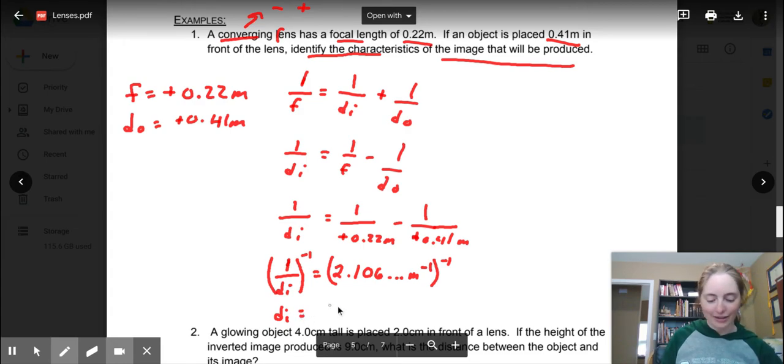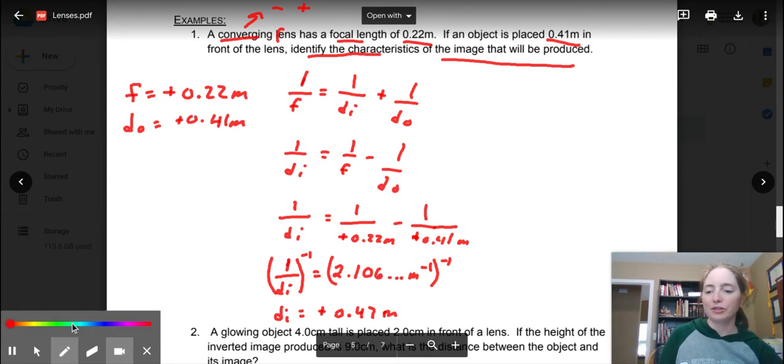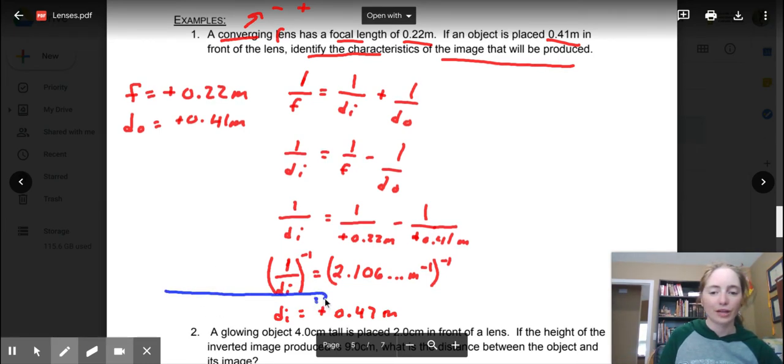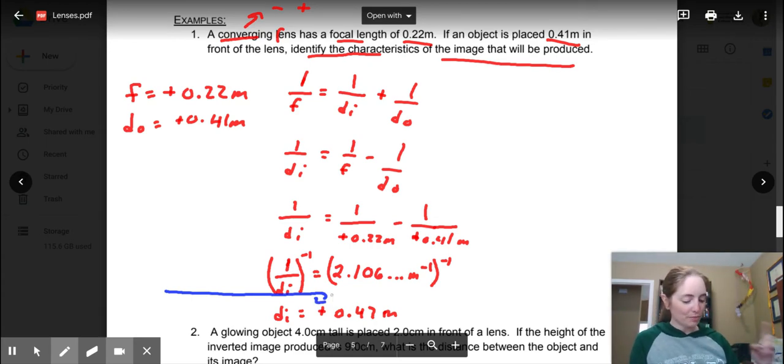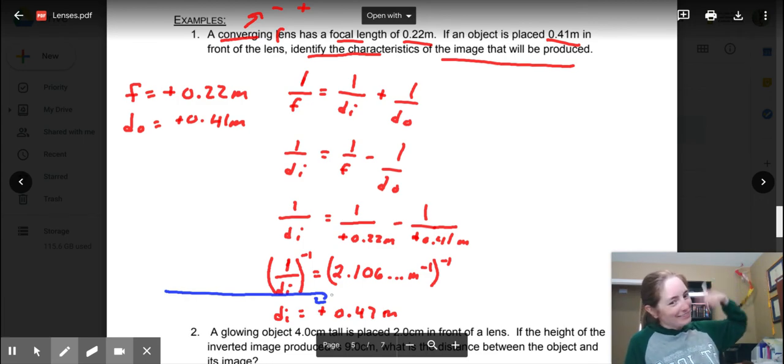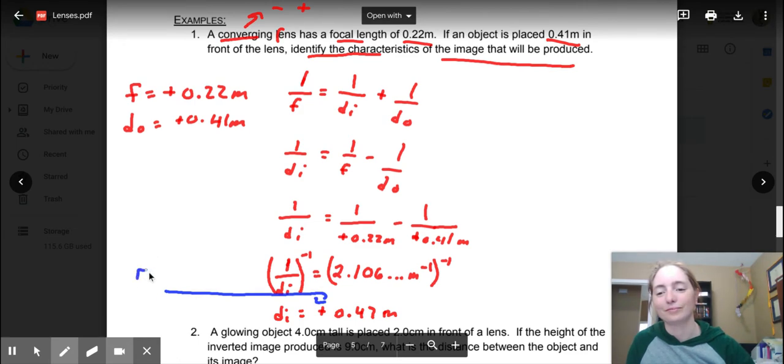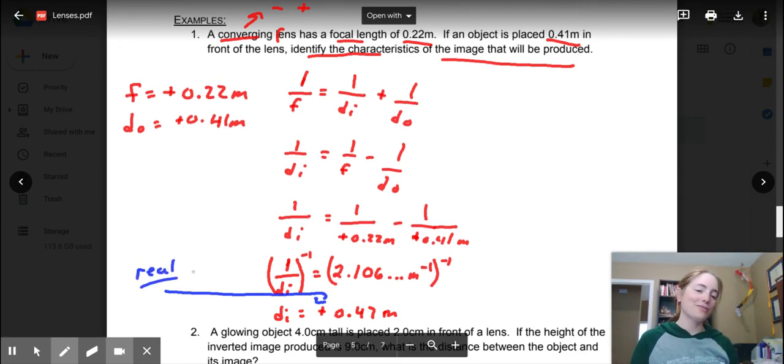Once you've put that into your calculator, with your significant digits, your DI is going to be positive 0.47 meters. Now I'm going to switch colors, and this value here is positive. Because the value is positive, ladies and gentlemen, when you go back and look at your table and see DI, positive means it's a real image. Excellent. So we know that the image is real. We know that the image is going to be on the opposite side of the lens and that we can project that onto a screen.